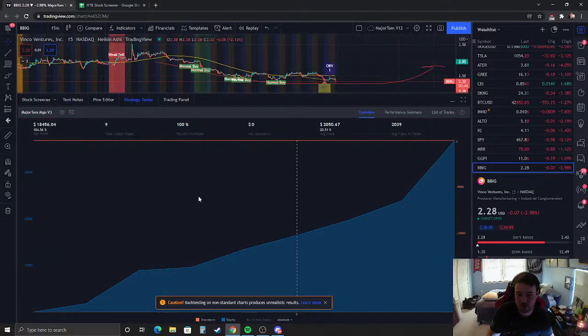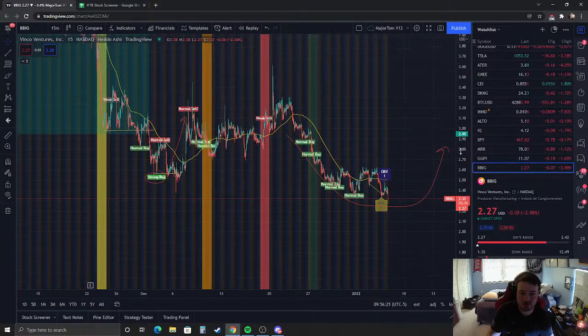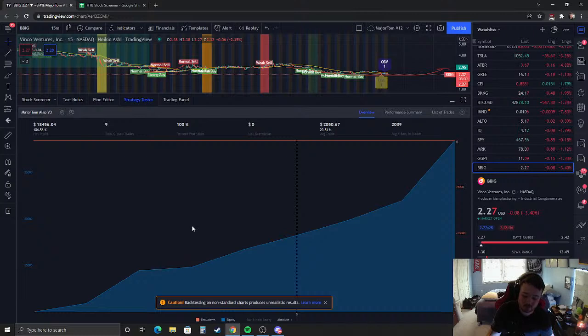And look, I'll show you the proof in the pudding right here. This is the backtesting on BBIG. And if we look at BBIG recently, it's been trending downwards, and the algo's still winning. And it only takes long trades. It doesn't take short trades. See what I mean? The average trade it's taken has a 20% return. It's 100% profitable on 9 total trades.